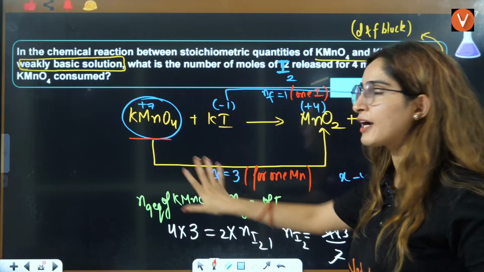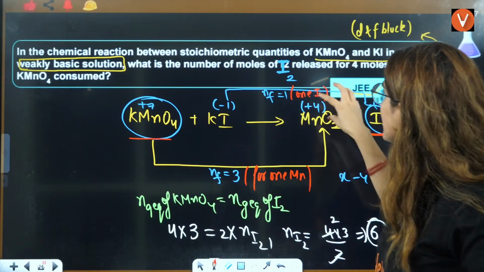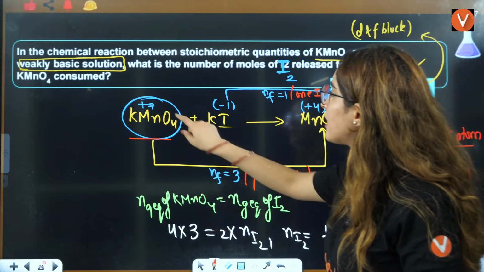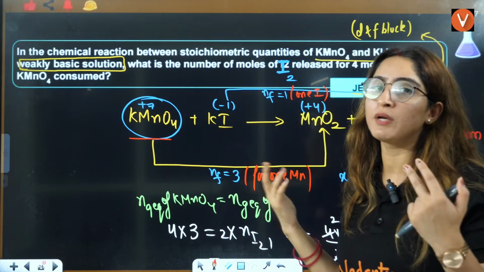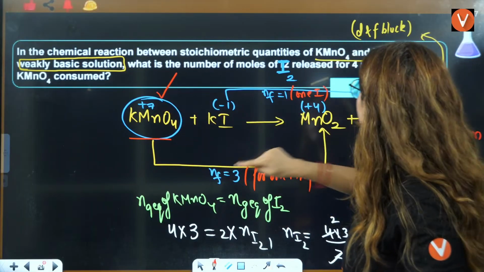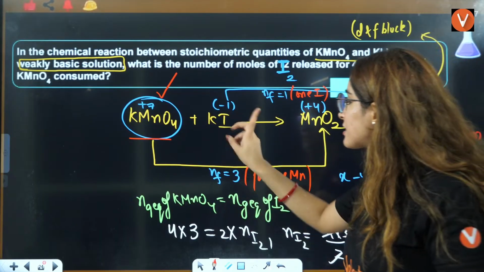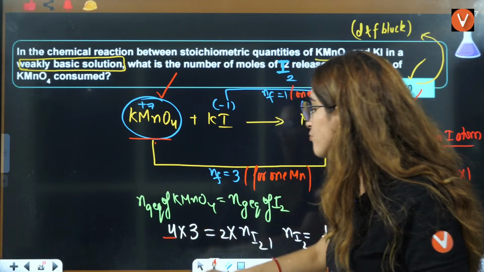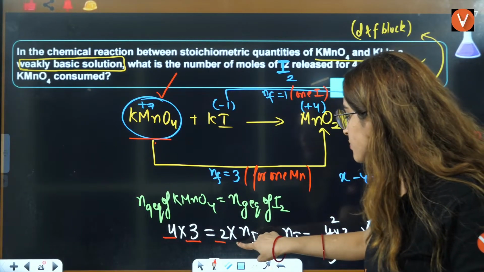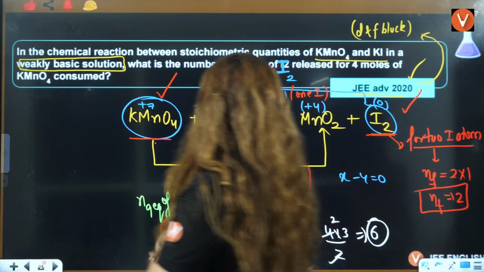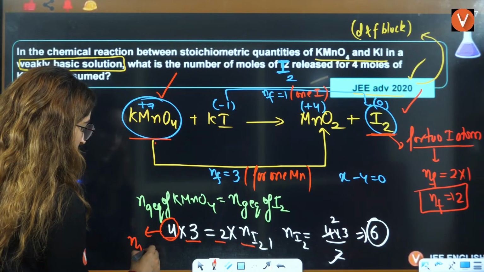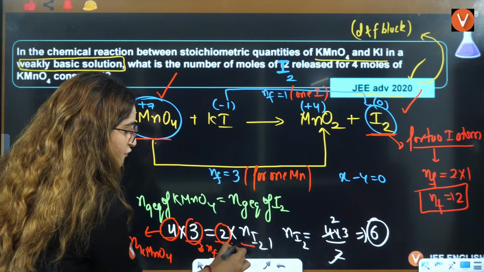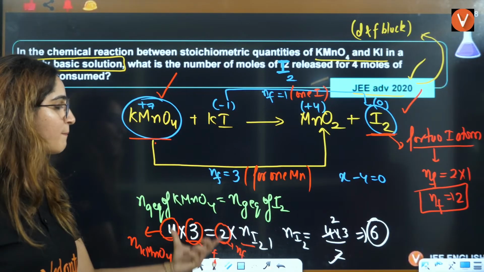By some method that we do in redox reactions, n factor of this is coming out to be 3. This is coming out to be 2. Now, we know that the law of gram equivalents says that for all the reactants and all the products, gram equivalents will be the same. Here, they are asking me to compare KMnO4 and I2. So I'll equate the gram equivalents. Gram equivalents of KMnO4 is equal to I2. Now, what are gram equivalents? In terms of moles, it is number of moles multiplied by valency factor. This is the number of moles of KMnO4, this is the valency factor of KMnO4, this is the valency factor of I2, and this is the number of moles of I2. By this, I solved this question.